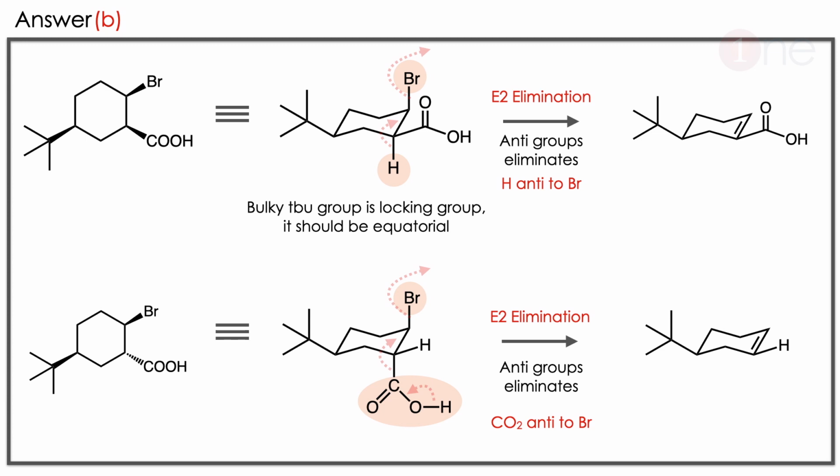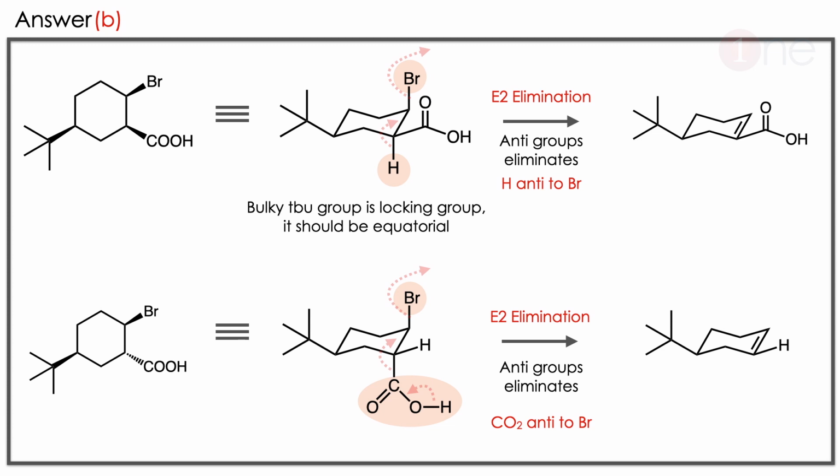Now the question and answer will be easy. The first one, bromine and hydrogen will be opposite to each other. It is in the anti-periplanar position, hence the elimination occurs, an alkene is formed, and COOH will be there. Let us see the second condition. COOH will be anti to Br.